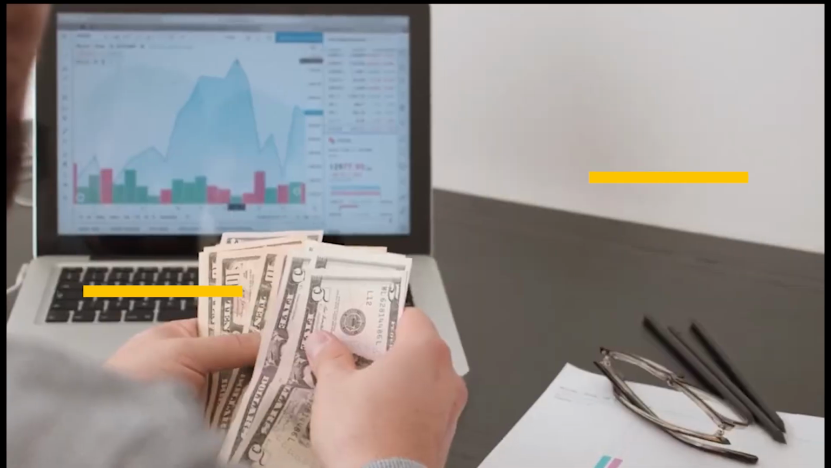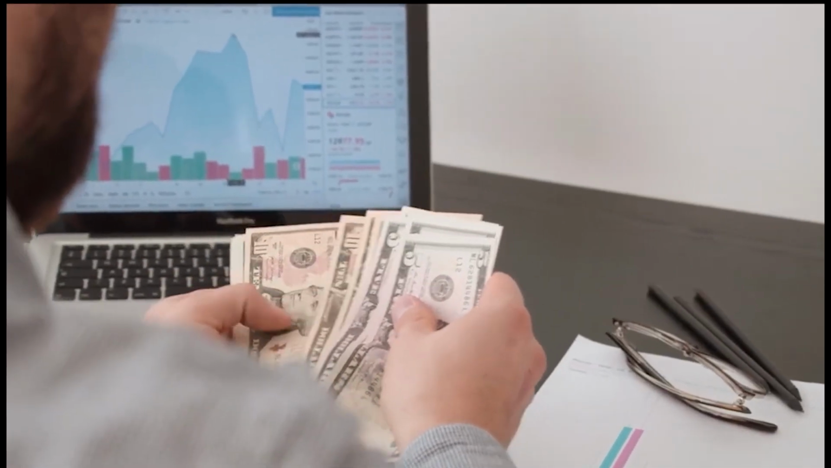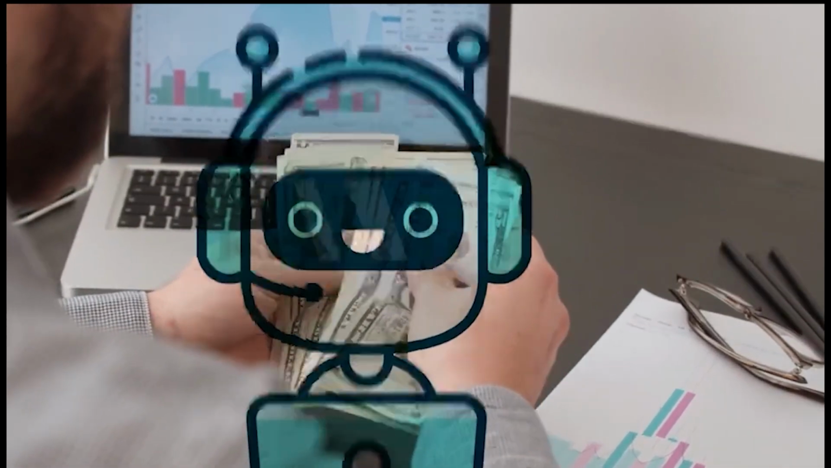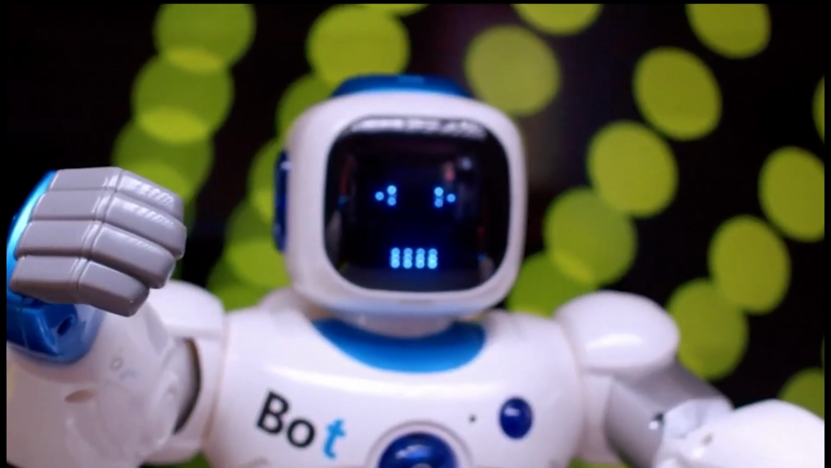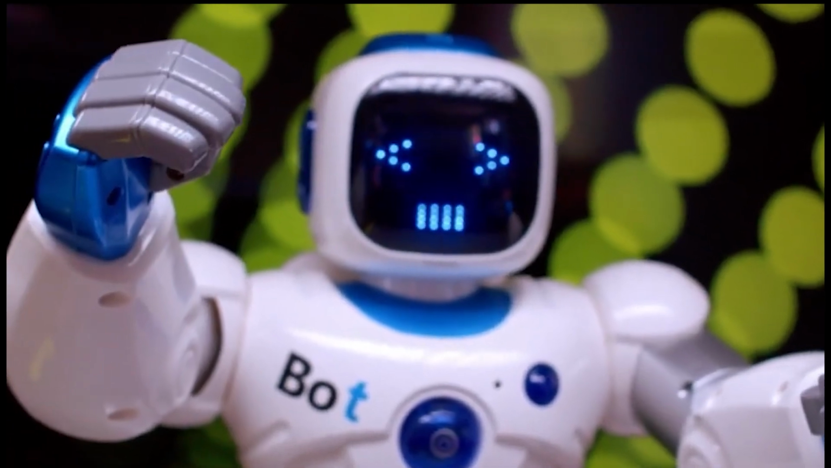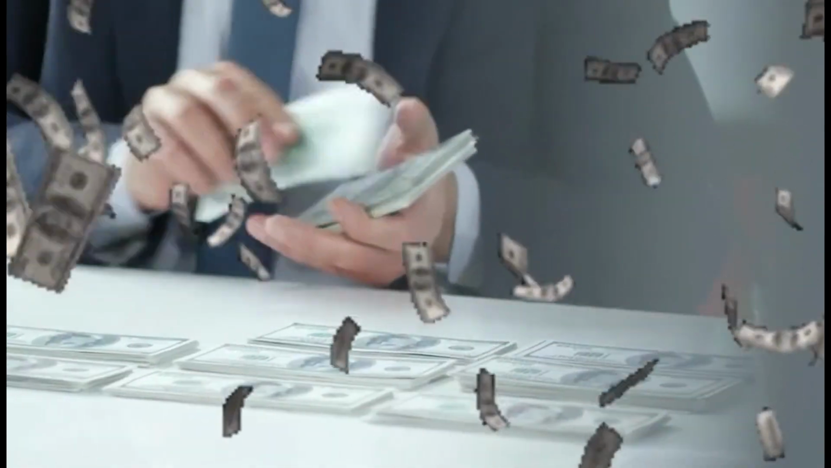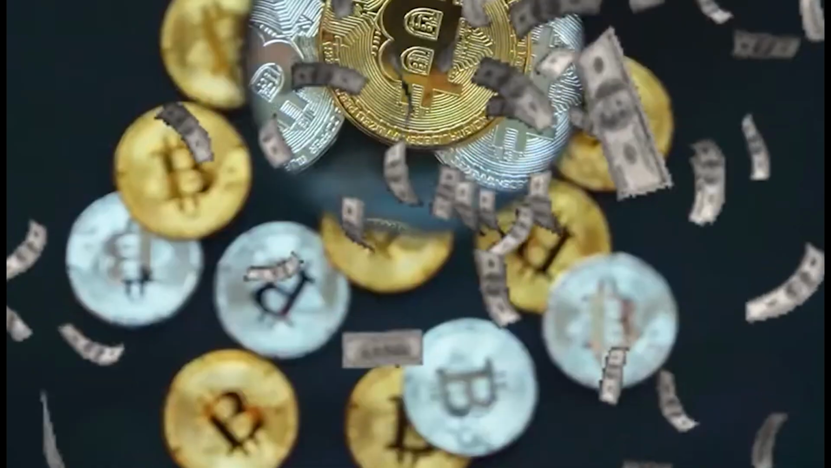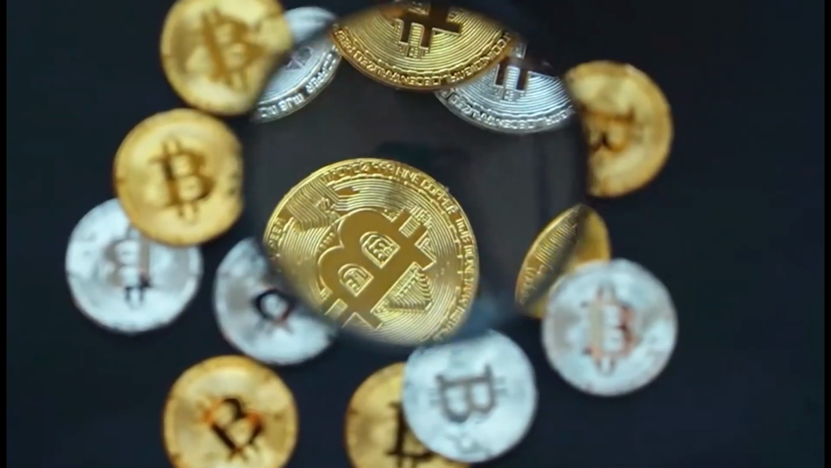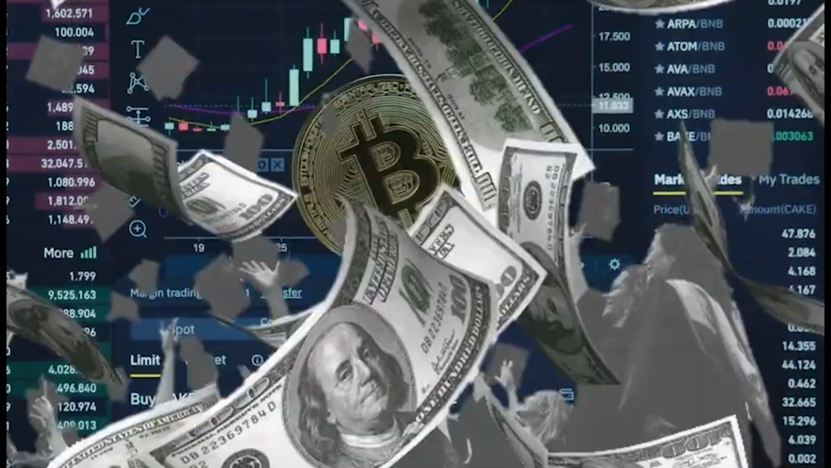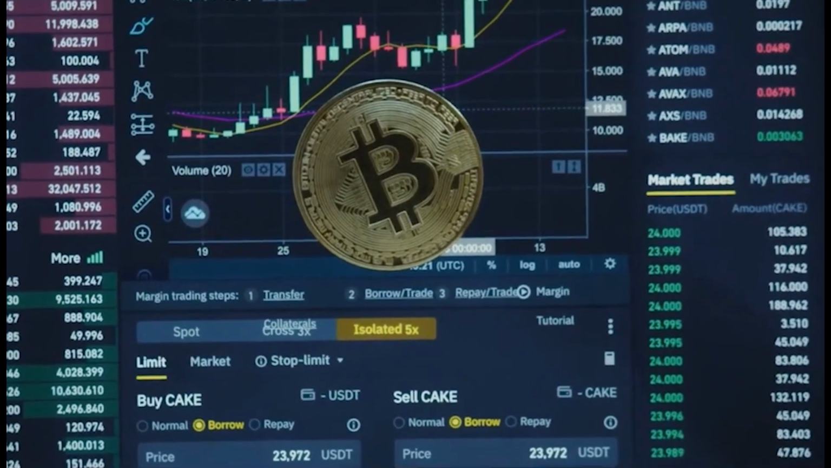To start, you need to determine the specific type of arbitrage strategy you want your bot to execute. There are several common strategies. Price arbitrage involves taking advantage of price differences for the same cryptocurrency across different exchanges. For example, if Bitcoin is trading at $10,000 on exchange A and $10,200 on exchange B, you can buy on exchange A and sell on exchange B to capture the price difference.